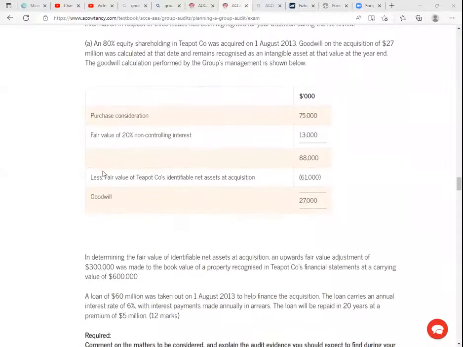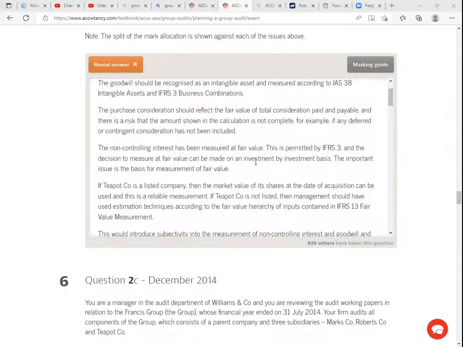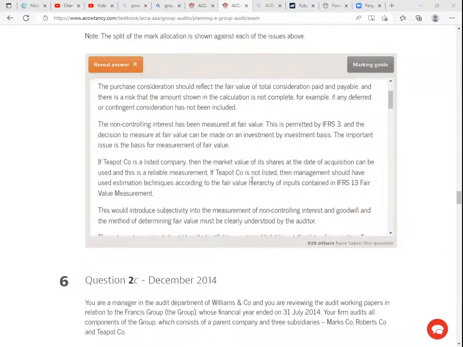We are told here that the goodwill should be recognized as an intangible asset and measured according to IAS 38, intangible assets, that's okay. The purchase consideration should reflect the fair value of total consideration paid and payable. And there is a risk the amount shown in the calculation is not complete, for example, if any deferred or contingent consideration has not been included. The non-controlling interest has been measured at fair value. This is permitted by IFRS 3, and the decision to measure at fair value can be made on an investment by investment basis. The important issue is the basis for measurement of fair value.